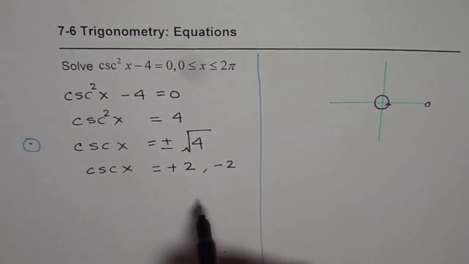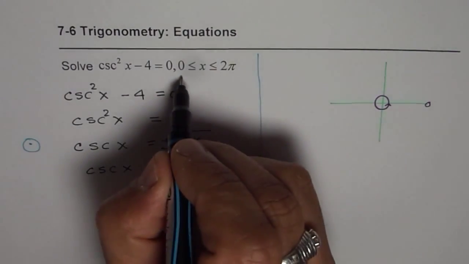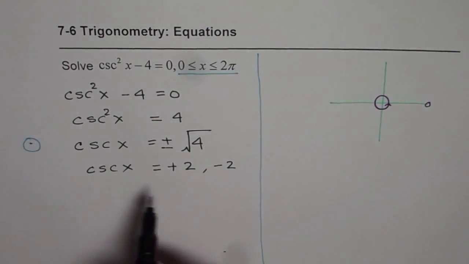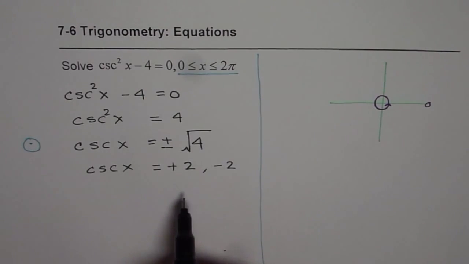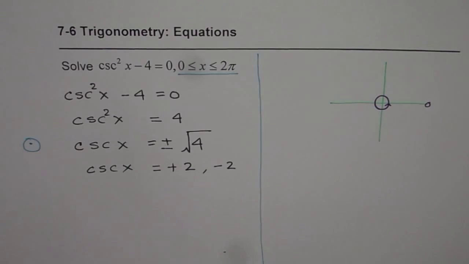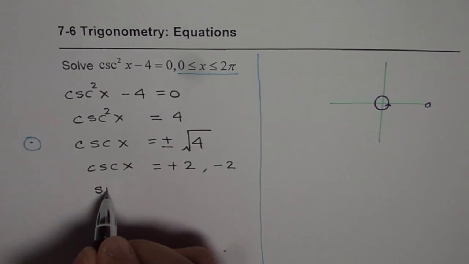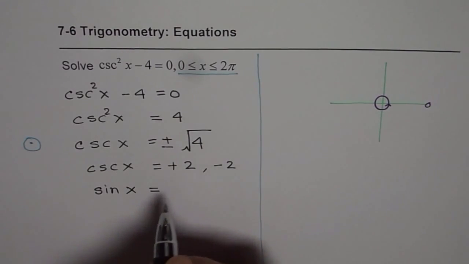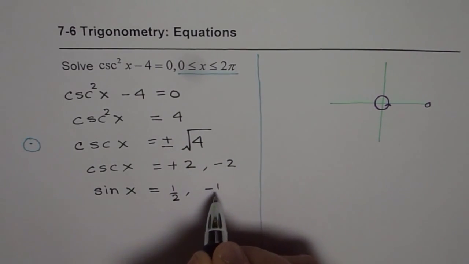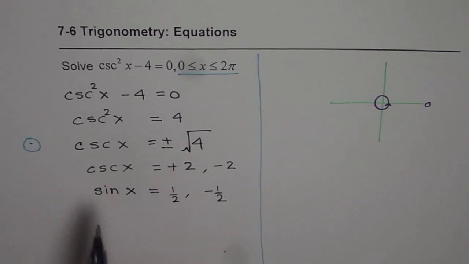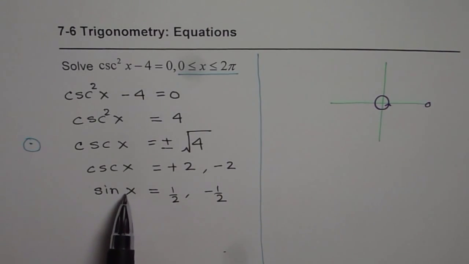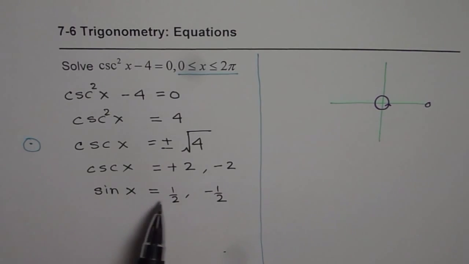Now the next part is how to write the solution within the given domain. Now we got two solutions. We could use a calculator to find the values, but cosecant of plus or minus 2 will remind us that cosecant is 1 over sine. So you can also think about sine x equals half or minus half, right? I'm writing this since calculators do not have cosecant, they have the sine function only. So in case you need to use a calculator, you can use sine x equals half or minus half, correct? And write down your solutions.